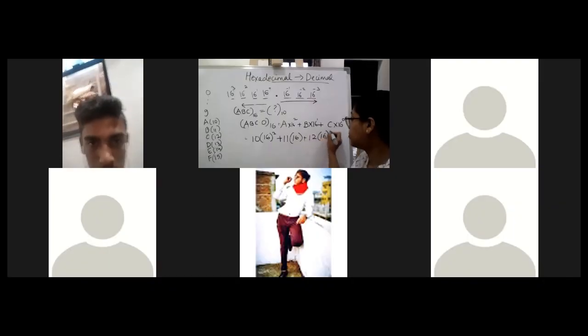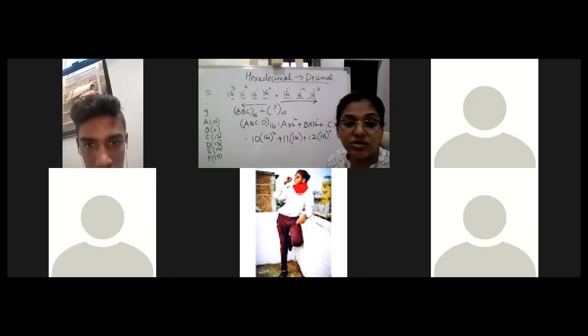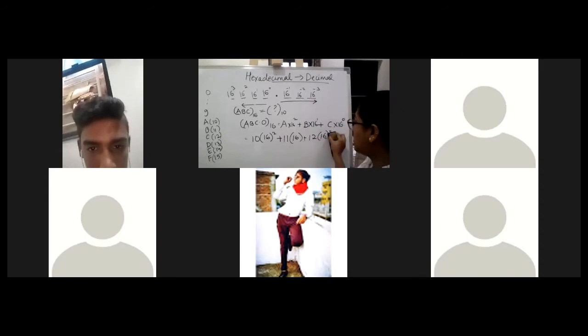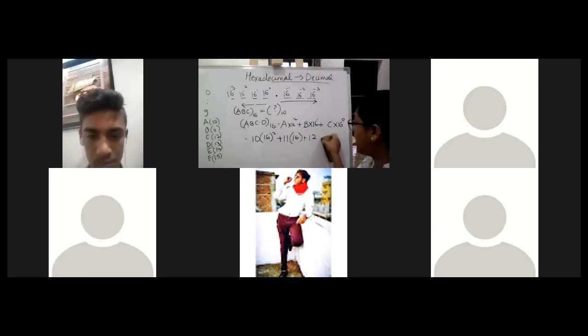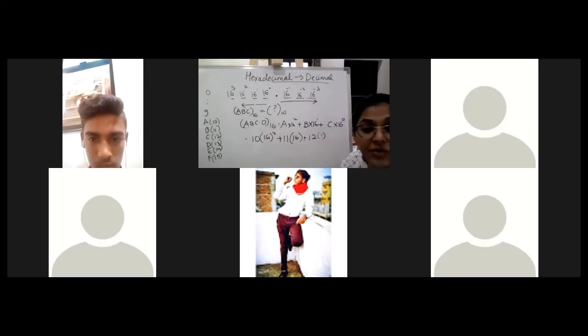Now can you tell me what is 16 raised to 0? Any number raised to 0 means what number? 1. Correct. This I can easily write as 1.